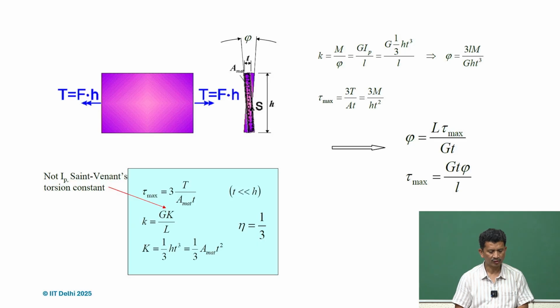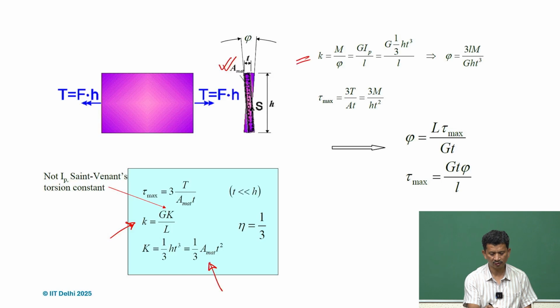When we talk about the torsional or rotational stiffness, we talk about K here: GK by L. As we said, for circular cross sections K is the polar moment of inertia, but for non-circular sections it's different, and we have to refer to references for that. For thin sheets, this K value is 1/3 of the area of the material, which is H times T, times T squared.